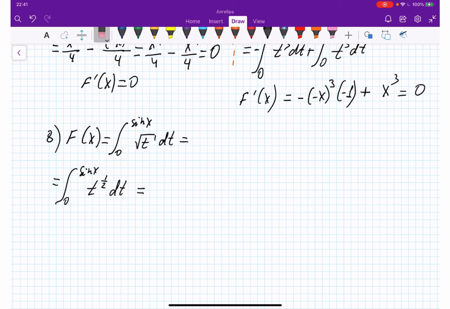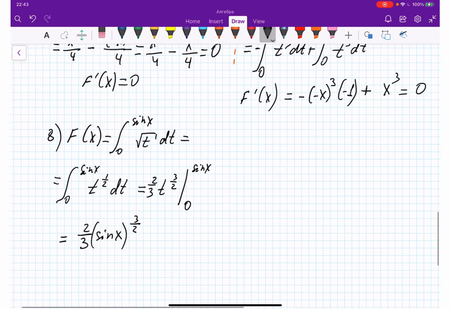I'm going to write it down this way, t to the power 3/2, and divide it. When we divide by 3/2, it's going to be times 2/3, right? Okay, and here we have sine x as the upper boundary and 0 as the lower boundary. And this is going to be equal to 2/3 sine x to the power 3/2, right?